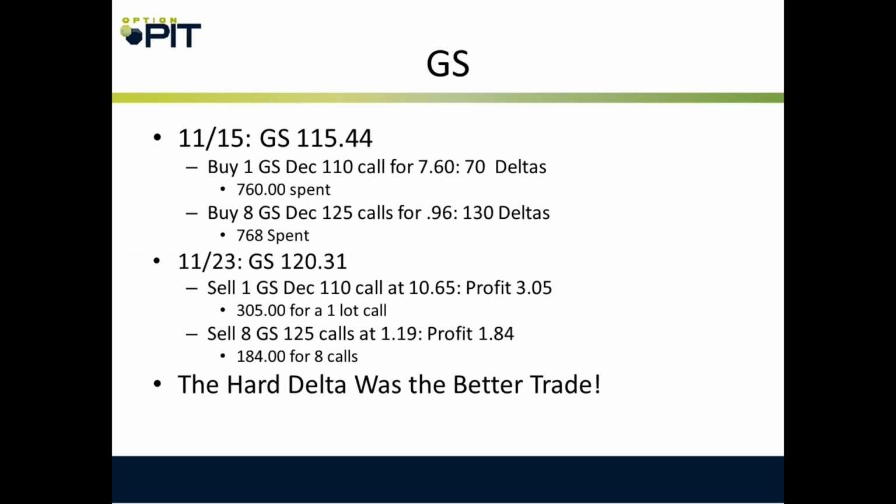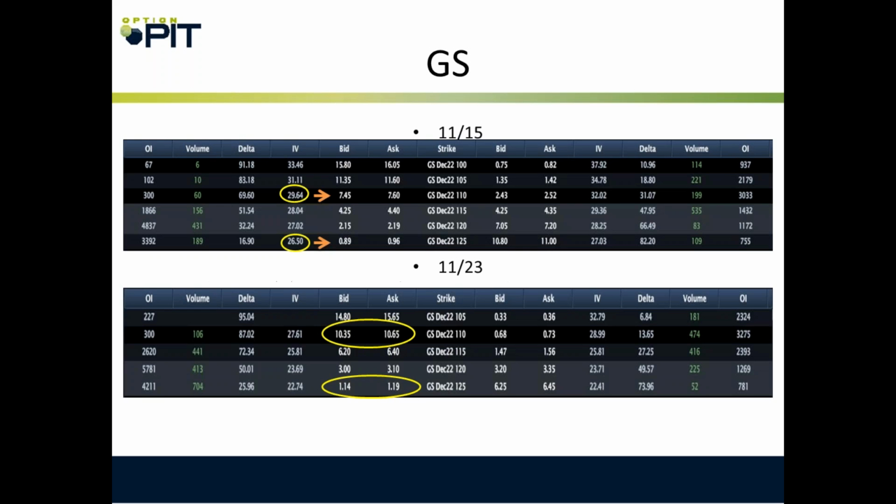Well, you can see Goldman rallies $5. My 110 calls, I make $3.00 on my $1. Almost a 50% return. Not bad for a one lot. My 8 calls, I make $1.80. I only make $184 despite buying way more exposure. What happened? Volatility fell. My delta changed.